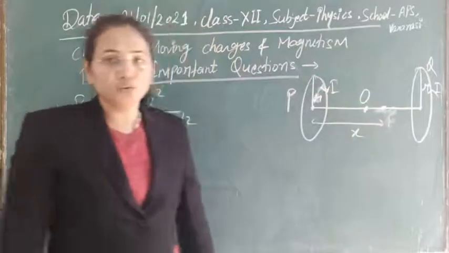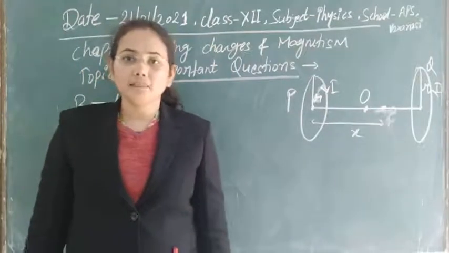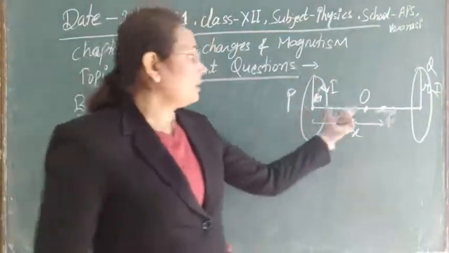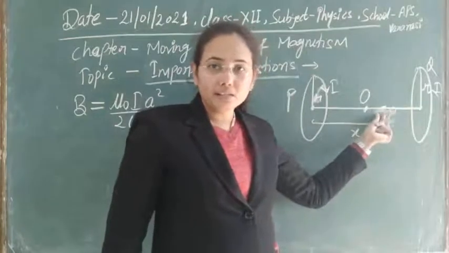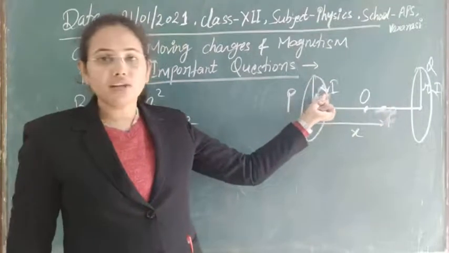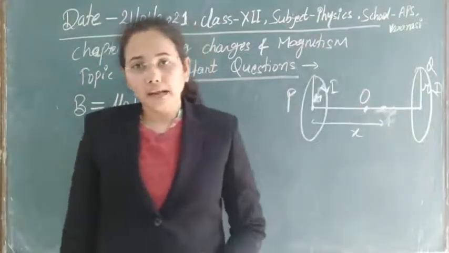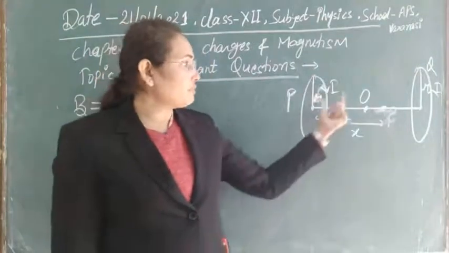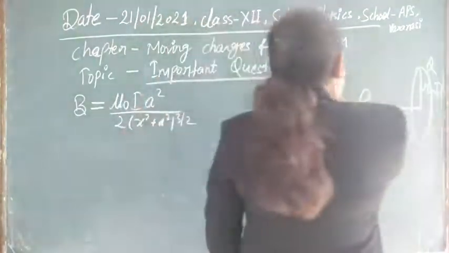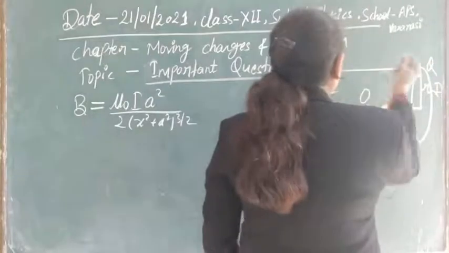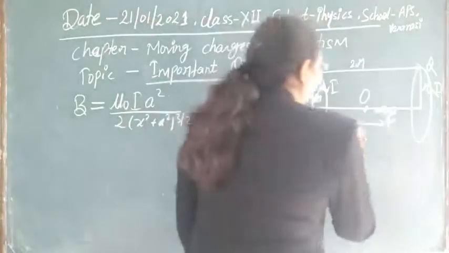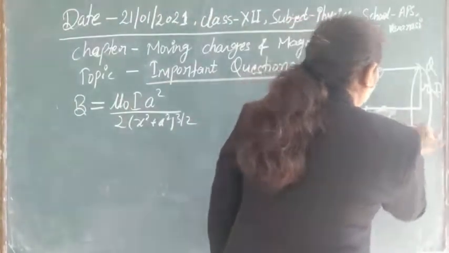We have two circular loops P and Q in parallel planes, with a common axis passing through the center O. The current in loop P is clockwise, and the current in loop Q is in anti-clockwise direction, and they have the same radius, and from this point O they are equidistant. So if this distance is 2r, then obviously this distance will be r, and this will also be r.